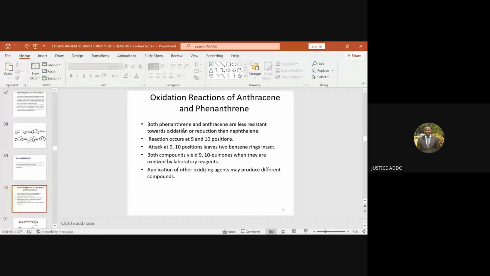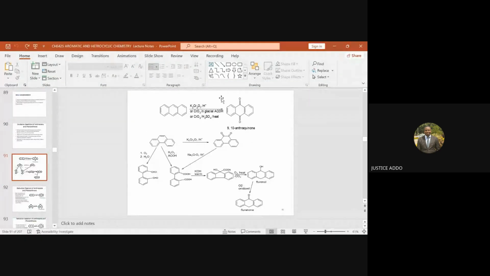Then the reaction occurs at the 9 and 10 positions. So for both anthracene and phenanthrene, the positions 9 and 10, that is where all the reaction takes place, whether it is oxidation or reduction. So some of the examples are here. You could see that this is anthracene. And the reagent here is what? Oxidizing reagent. So it's oxidation.